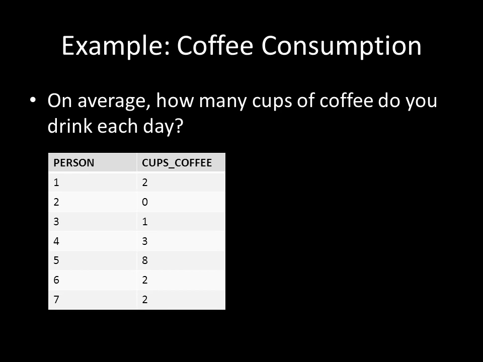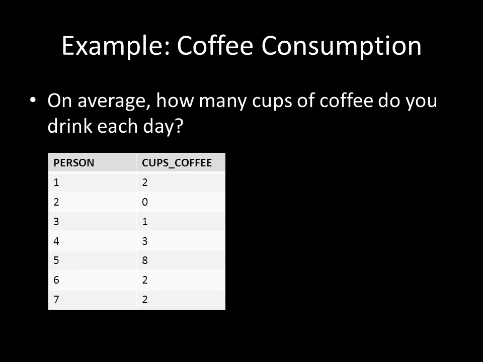Person 2 drinks no coffee. Person 3 drinks 1 cup of coffee per day. Person 4 drinks 3 cups. Person 5 drinks 8 cups. And person 6 and 7 drink 2 cups. So how do we make sense of this data?